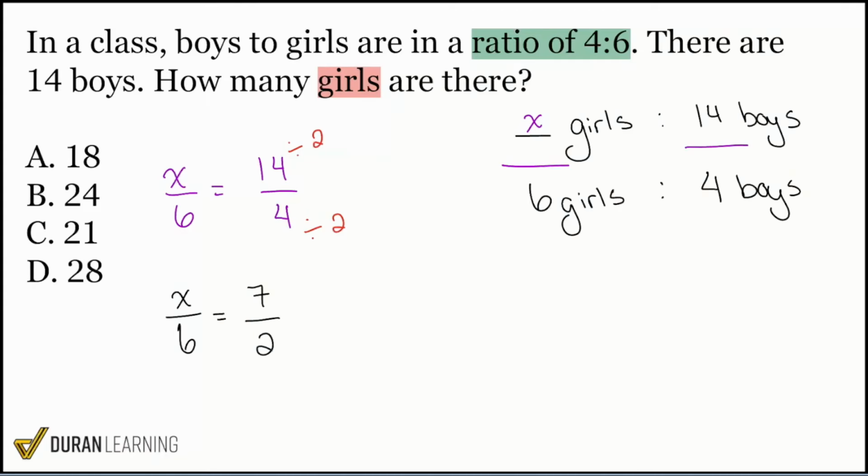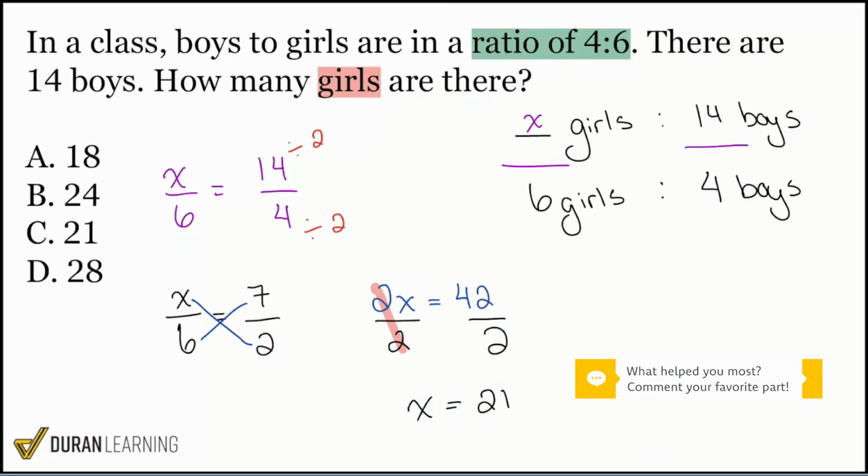Now, when I cross multiply and divide, look at how easy this can be. I'll do x multiplied by 2, which is 2x, and then 6 multiplied by 7, which is 42. Now that we're here, we can finalize this by dividing both sides by 2 to get the x by itself, and that'll give us x equals 21. And there we go. There's our correct answer. The number of girls is 21, and the correct answer is C.